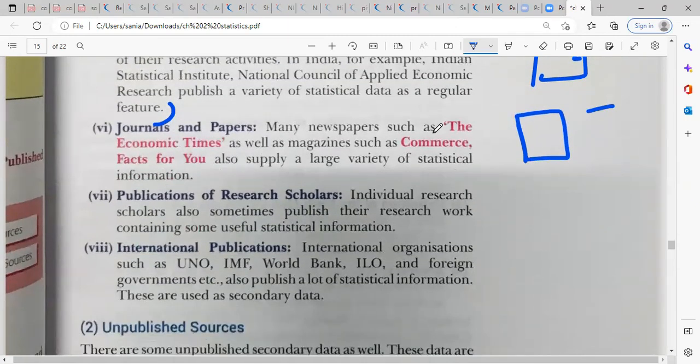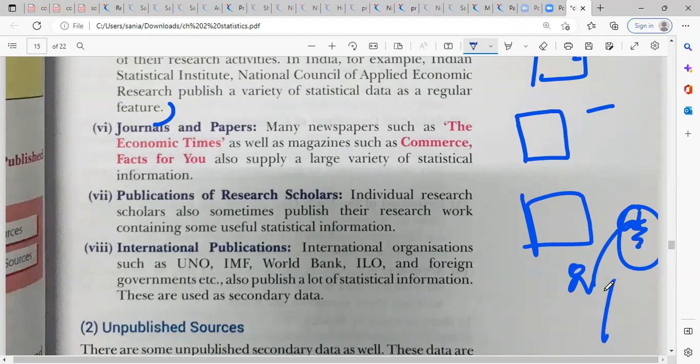Then journals and papers. There are newspapers like the Economic Times, which also present monthly and weekly magazines, and there they give you the data. Then publications of research scholars, individual scholars. For example, I am a scholar, so I will research a particular field and then publish data. This also takes place.